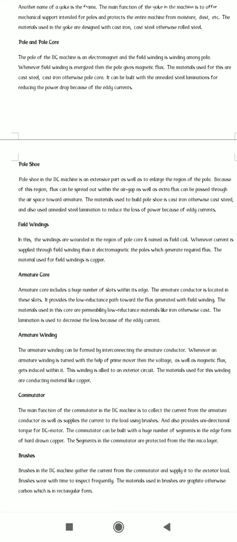Next one is the armature core. The armature core is also one of the mechanical parts. It also holds some amount of coils, and those coils are called armature windings. So two windings are there: one is the field winding, the other is the armature winding. Here the field is a stationary part, and the armature is a rotating part.